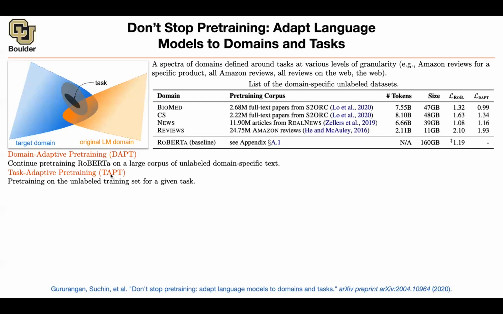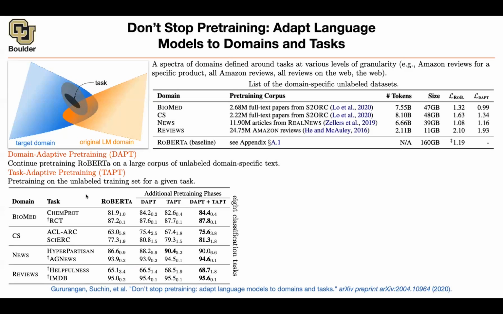There is DAPT, there is TAPT. And then the way that you're going to be testing it, you're going to have 8 classification tasks. These are the little tasks here, the darkest ellipse over there. In the biomedical field, you have ChemProt, RCT. For CS, you have ACL, the other one, news, etc. For reviews, you have IMDb, helpfulness.